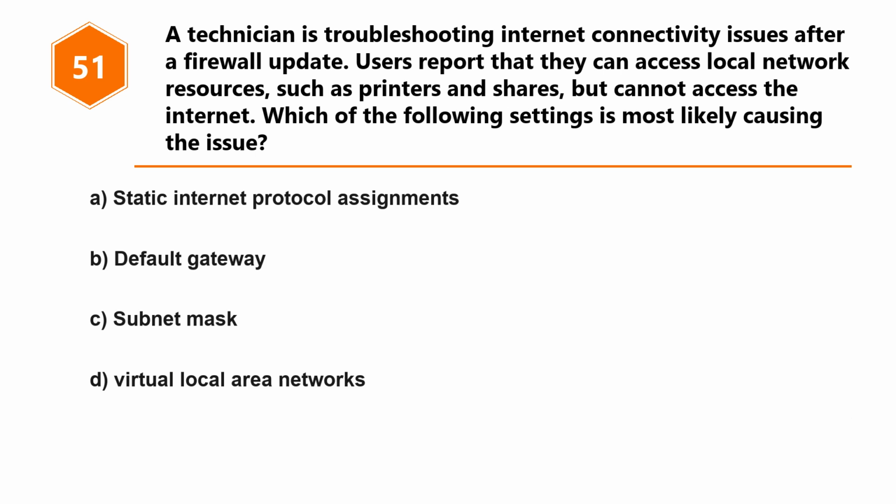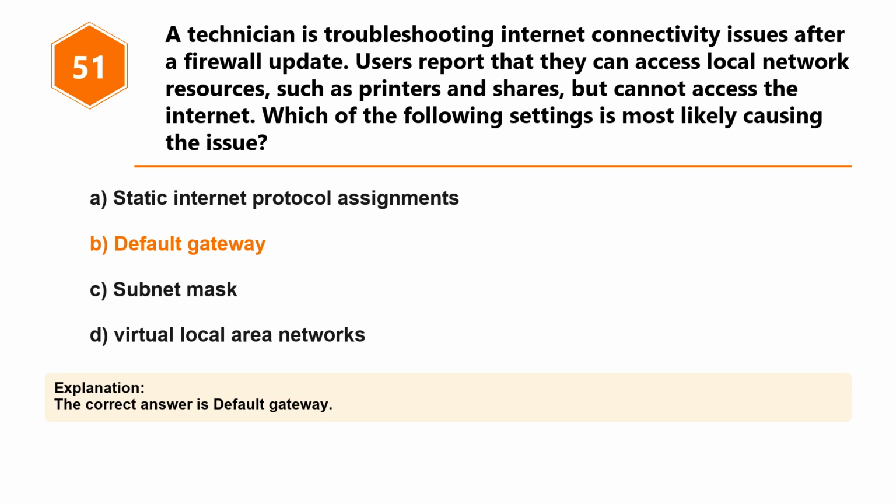Question 51. A technician is troubleshooting internet connectivity issues after a firewall update. Users report that they can access local network resources, such as printers and shares, but cannot access the internet. Which of the following settings is most likely causing the issue? Option A, static internet protocol assignments. Option B, default gateway. Option C, subnet mask. Option D, virtual local area networks. The correct answer is option B, default gateway.